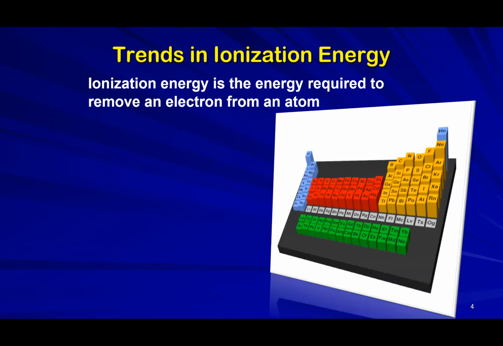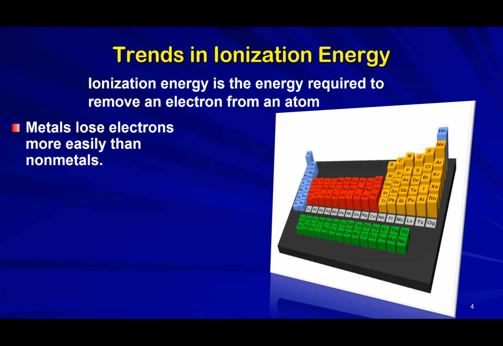Here we have the trends in the variation of ionization energy. And first of all, let us have a look at the definition of ionization energy. It is the energy required to remove an electron from an atom. Here you can use or define this energy in terms of mole, and it will be the energy required to remove 1 mole of electrons from 1 mole of gaseous atoms.